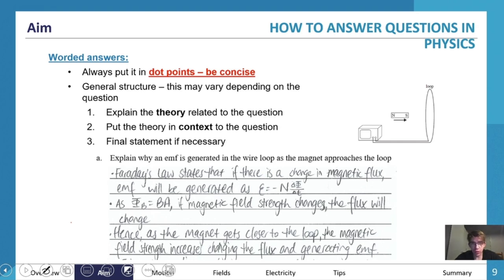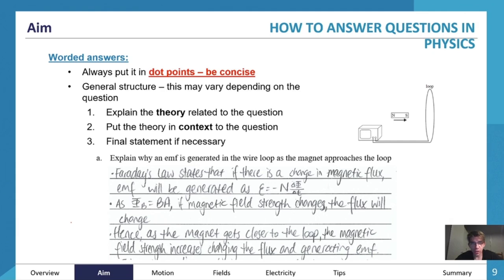As flux is equal to A multiplied by B, so the area enclosed by the wire multiplied by the magnetic field strength. If magnetic field strength changes, then the flux will also change, because they are dependent on one another. Hence, as the magnet gets close to the loop, the magnetic field strength increases, changing the flux and generating EMF.